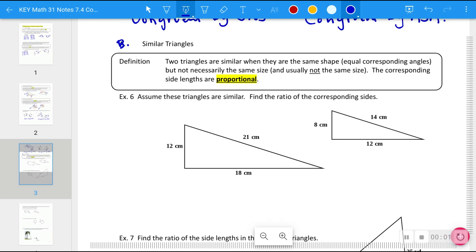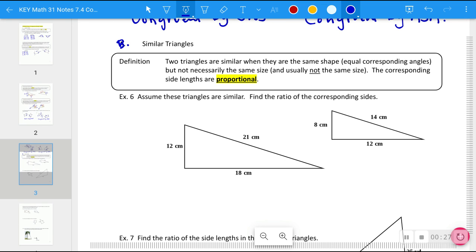Okay, this is part 2 out of 2 videos for Math 31, section 7.4, congruent triangles, and now we're looking at similar triangles. Similar triangles are the same shape, and that implies that the angles have to be equal to each other, but they don't necessarily have to be the same size. In fact, usually they aren't.